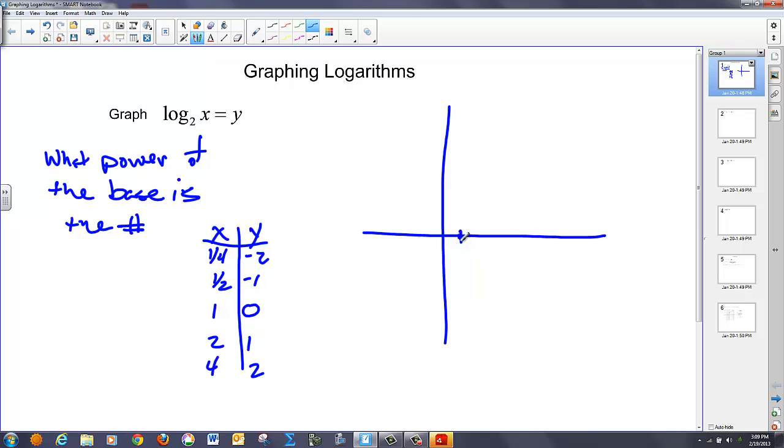1, 0, 2, and up 1, 4, and up 2, a half, down 1, and a quarter, down 2. And this graph is going to look something like this. And you'll notice that it will never cross this y-axis. So in essence, we have an asymptote on that y-axis.